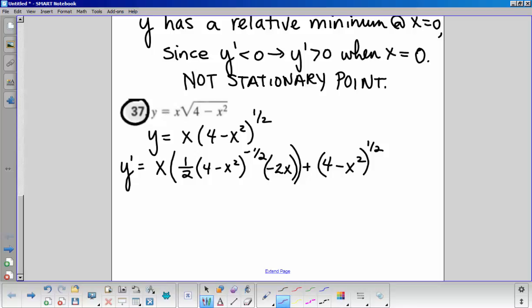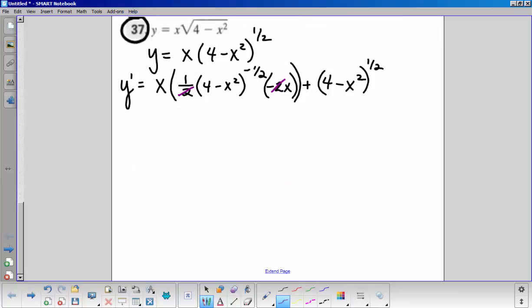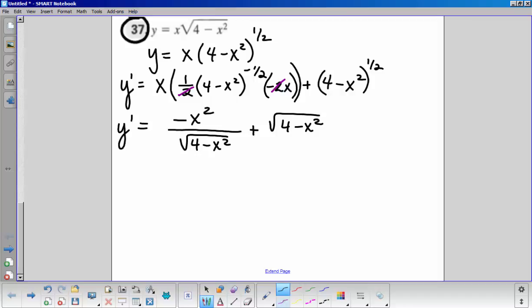And now I'm going to do some canceling here. We're going to get rid of the 2's and then put things where they belong. So in the numerator here, I have an x and a negative x multiplied together, which gives us negative x squared over the square root of 4 minus x squared in the denominator, plus the square root of 4 minus x squared. And that's the derivative, but I need to set it equal to 0, so I have to find a common denominator.